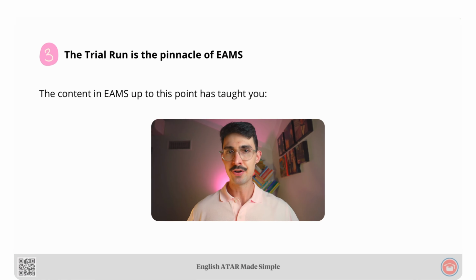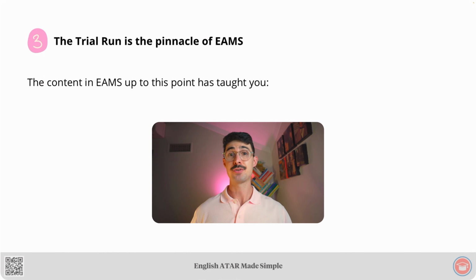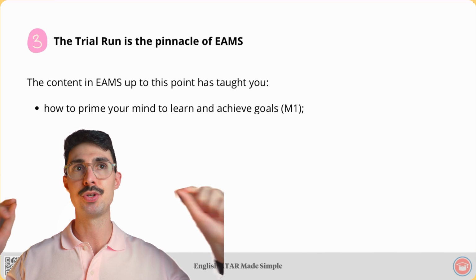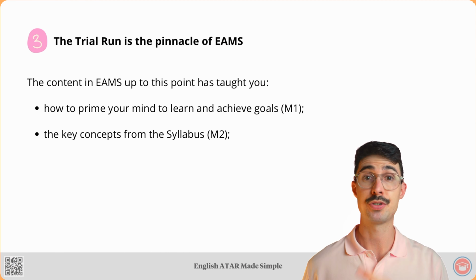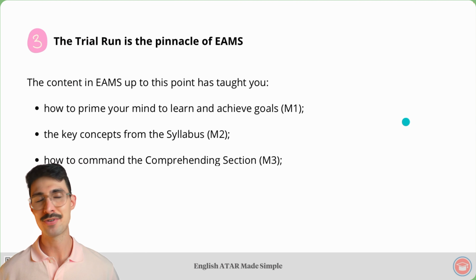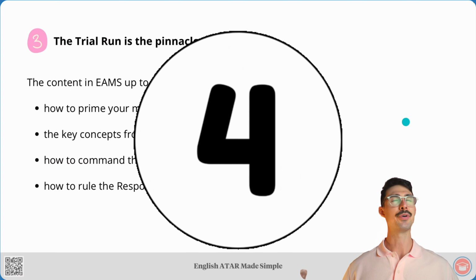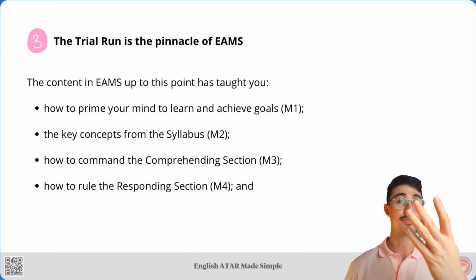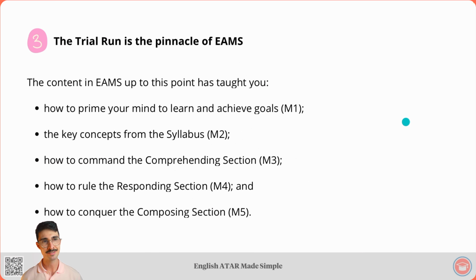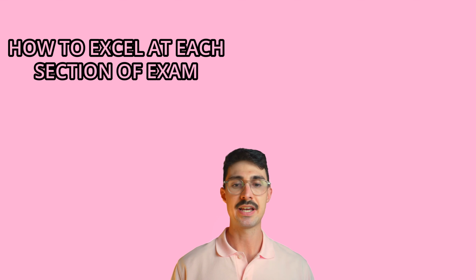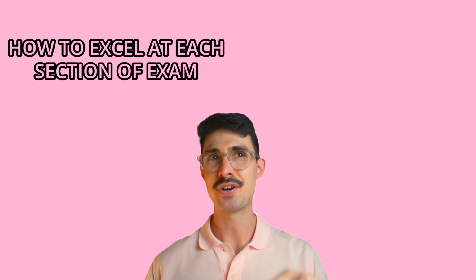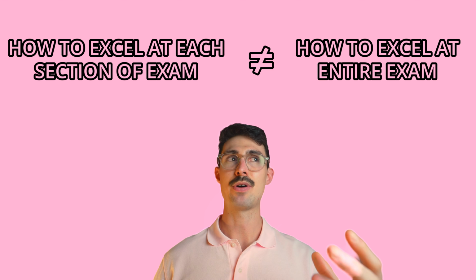The content in AIMS up to this point has taught you how to prime your mind to learn and achieve goals, Module 1; the key concepts from the syllabus, Module 2; how to command the comprehending section, Module 3; how to rule the responding section, Module 4; how to conquer the composing section, our somewhat lengthy Module 5. My point here is that you know how to excel at each individual section of the exam. But that's not the same as knowing how to excel at the entire exam.